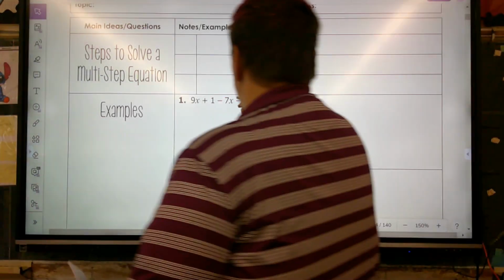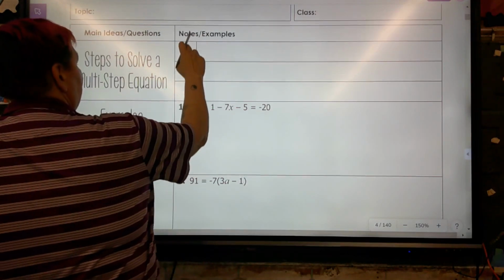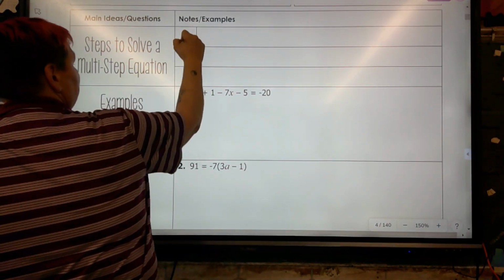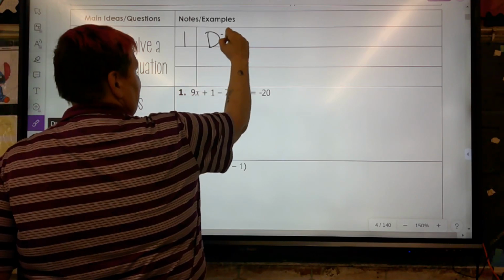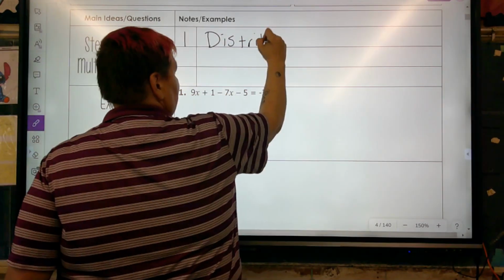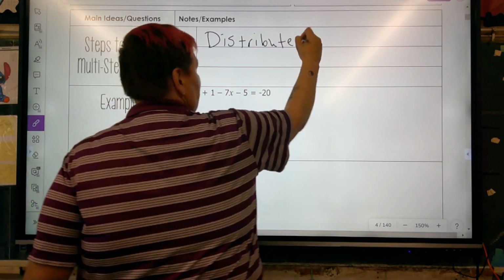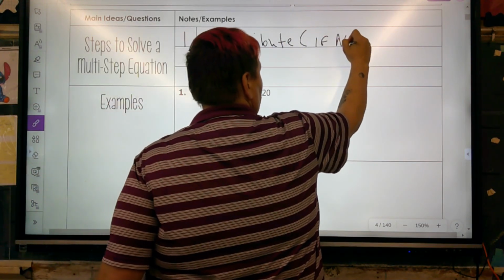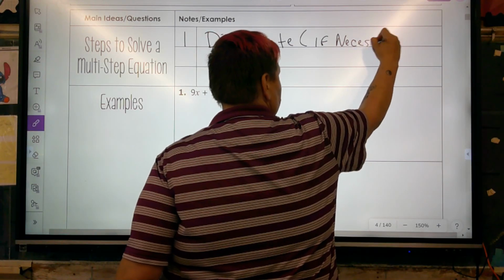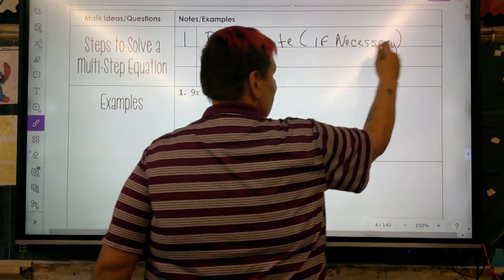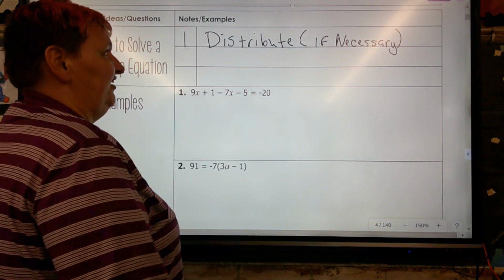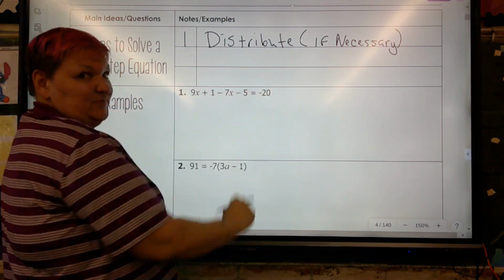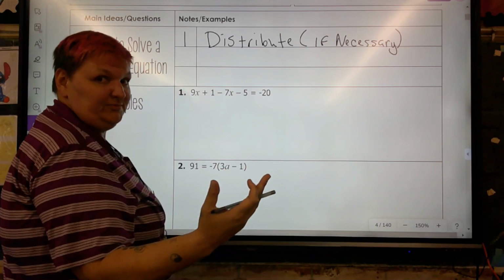Step 1, distribute if necessary. How do you know if it's necessary? If it is in parentheses. Thus, I put it in parentheses, right? How do you know if it's necessary? It has parentheses. You probably have to distribute.